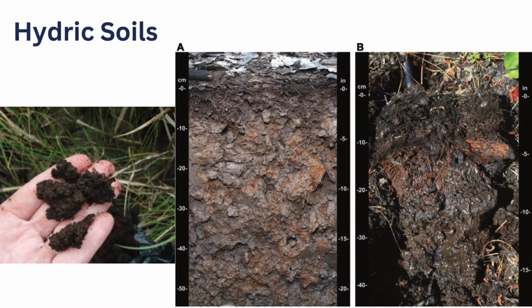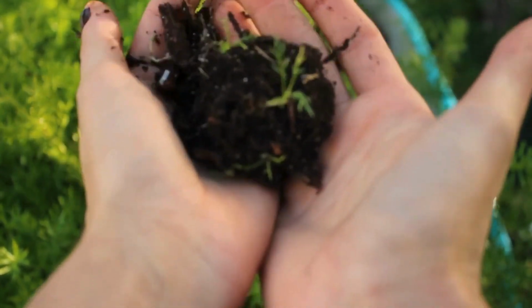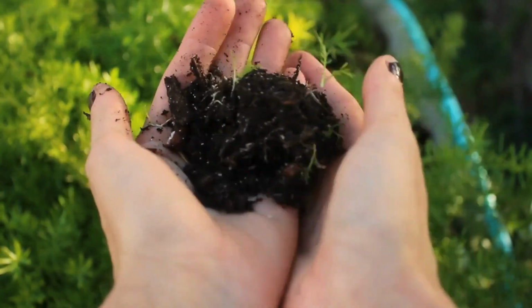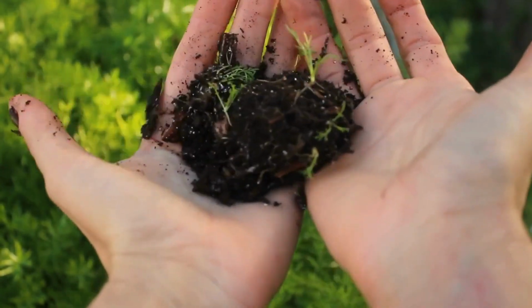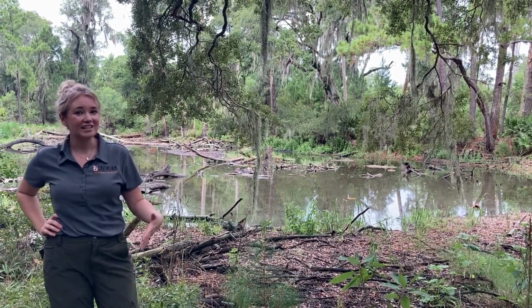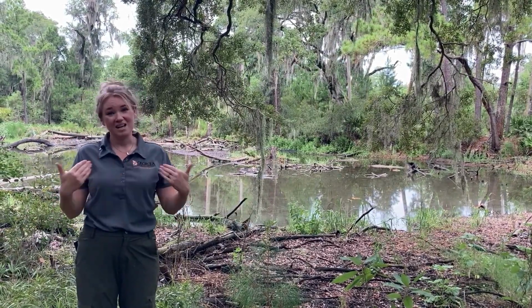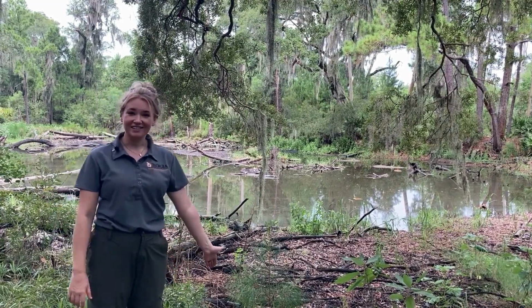Another way is to look at the soil composition. Soil colors may be gray, greenish, or blue-gray, and the surface soils may be dark brown or black from decayed organic matter. Ephemeral wetlands, or temporary wetlands, like this one here, can sometimes have absolutely no water, a medium amount of water, or can be flooded.